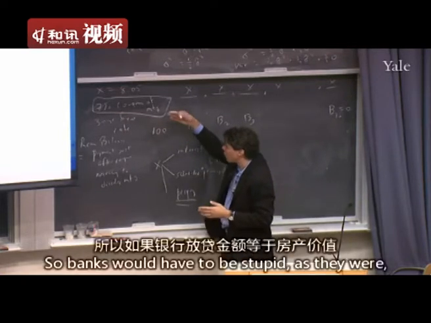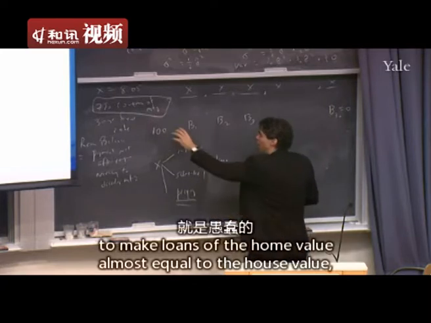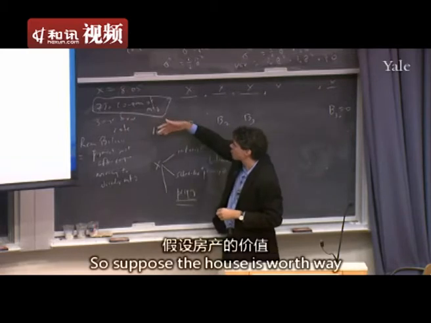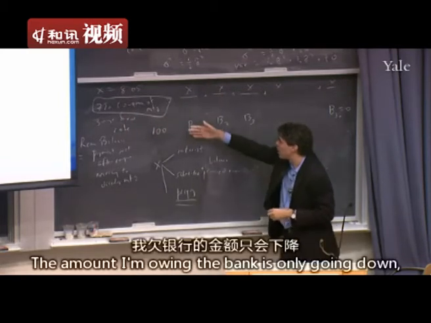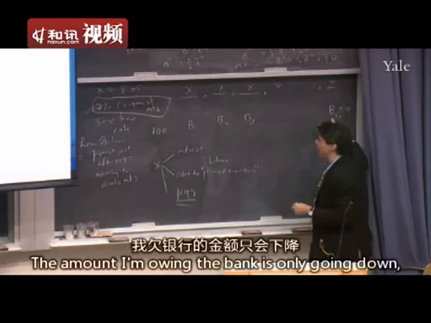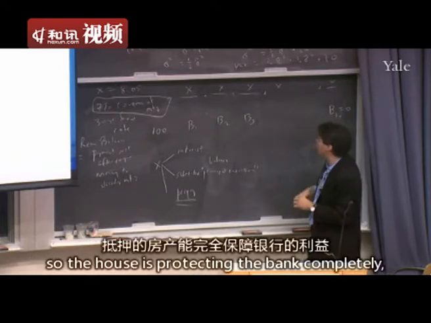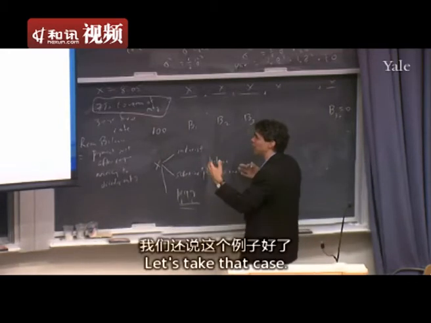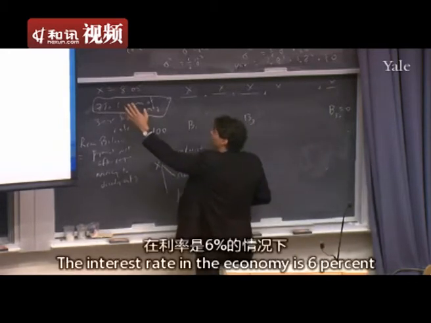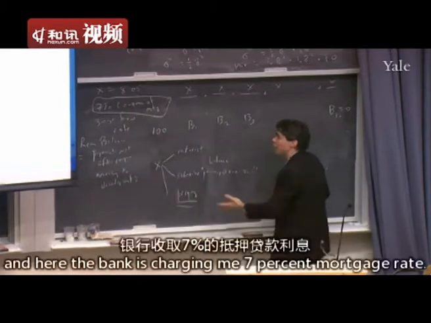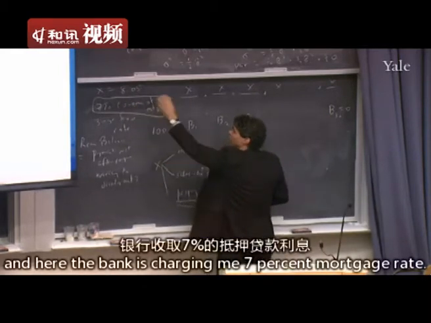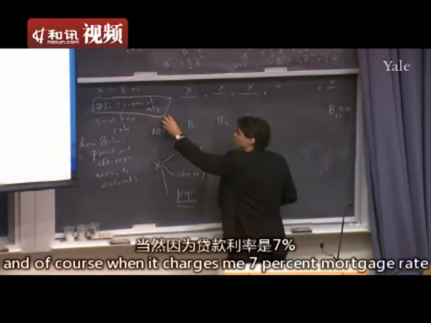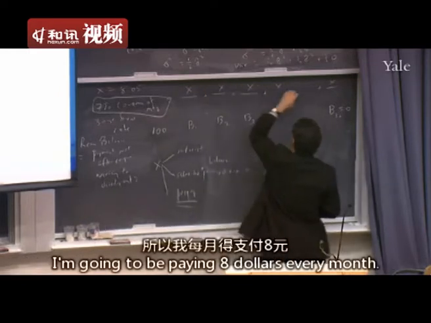So banks would have to be stupid, as they were, to make loans of almost the full house value. But we're going to come back to that. So suppose the house is worth way more than the $100 they lend me. The amount I'm owing the bank is only going down, so the house is protecting the bank completely, and it has no worries of me defaulting, because it'll just take my house. Let's take that case. The interest rate in the economy is 6%. And here the bank is charging me a 7% mortgage rate. That's what we agree on. And of course, when it charges me 7%, I'm going to be paying $8 every month.